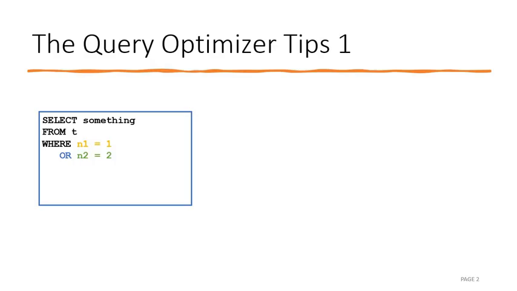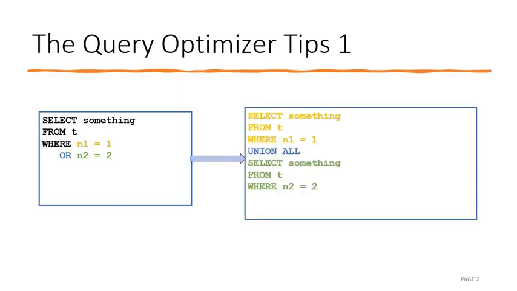So many of the people will write a SQL statement like this: department equal to 1 or department equal to 2. How can we improve this SQL statement? We can write the same SQL statement like this.